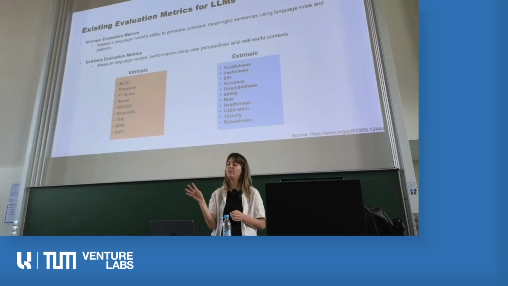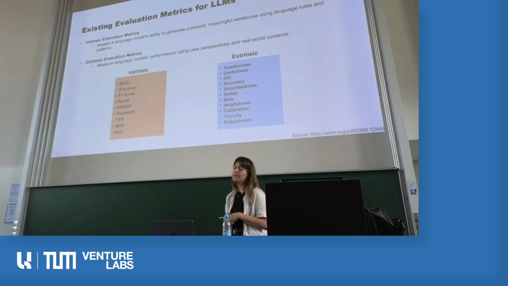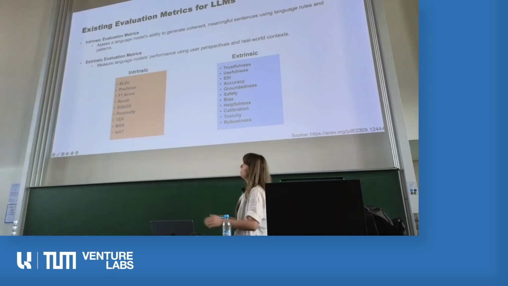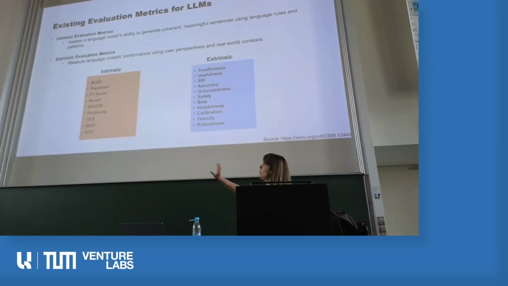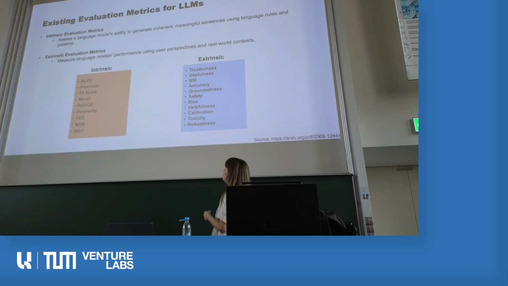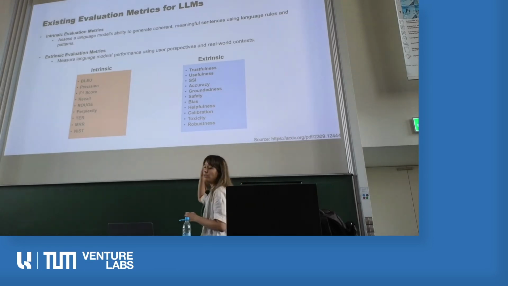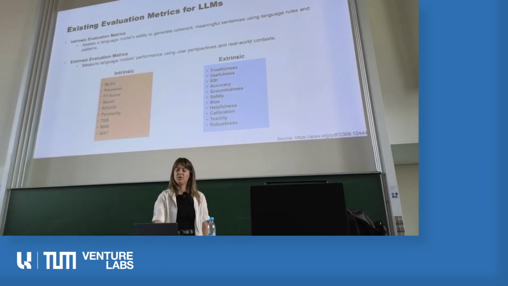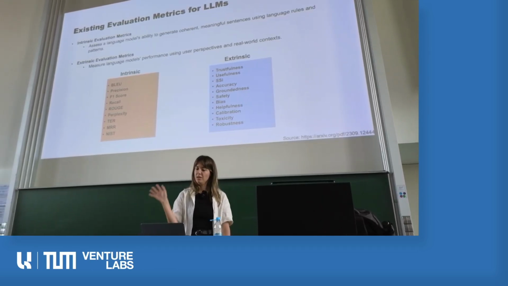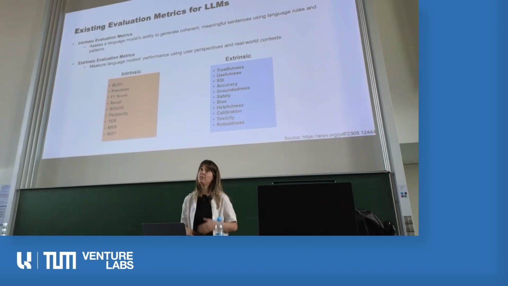We want to use this kind of metrics. Some of them are, for example, in the intrinsic, metrics such as BLEU, precision, F1 score, and so on. These are very familiar, also used in traditional machine learning metrics. And for extrinsic, you have trustfulness, usefulness, accuracy, groundedness, which we will go further and explain. But basically, this is what you want to look at when you are developing a RAG application for your production use cases.